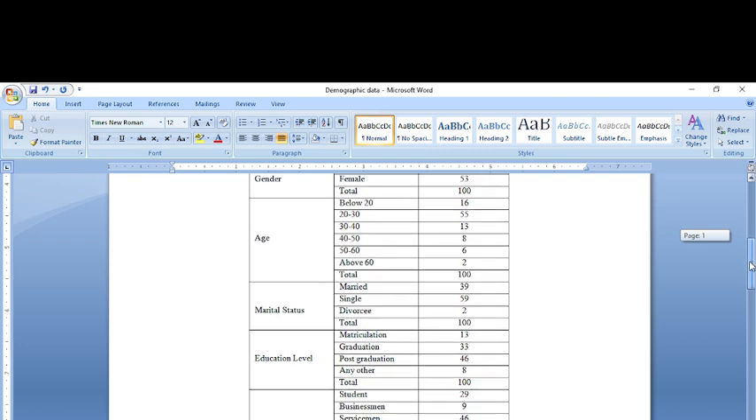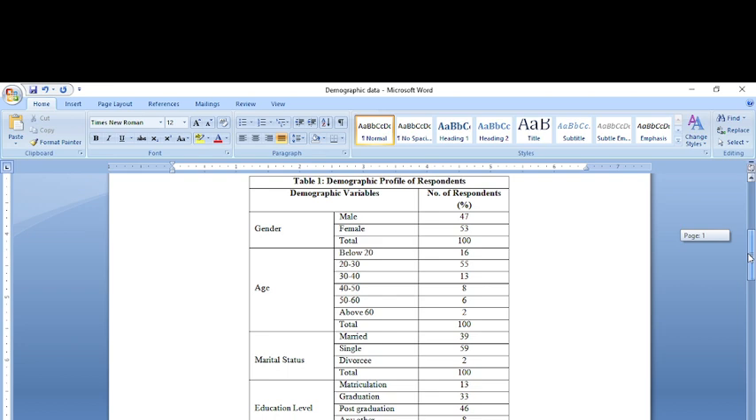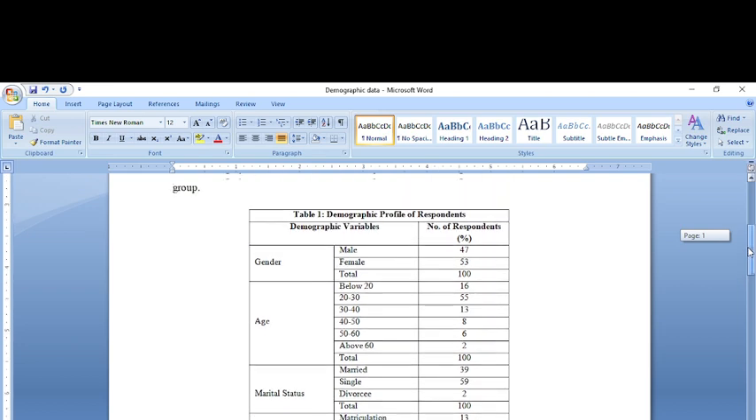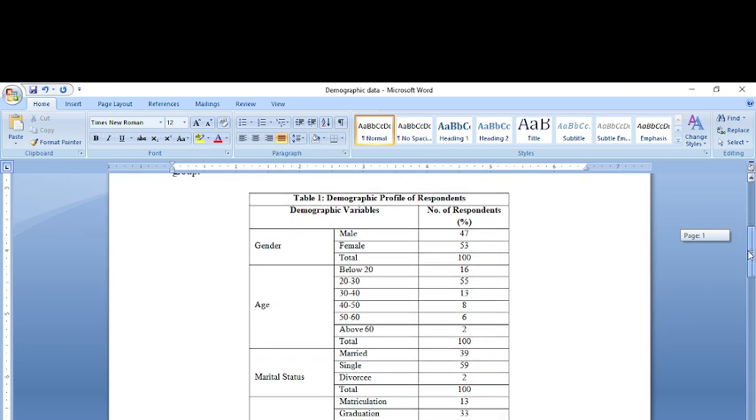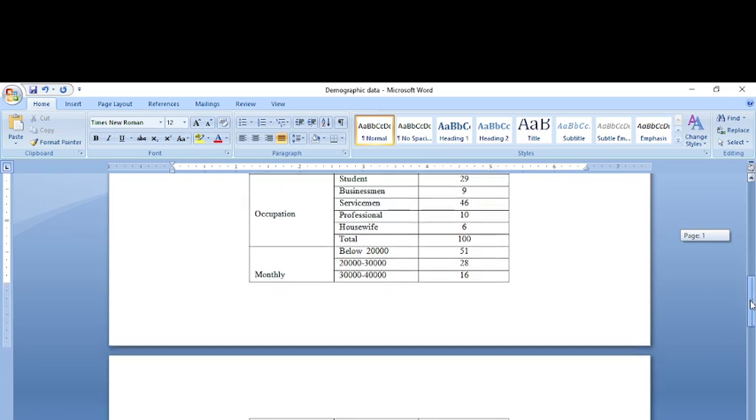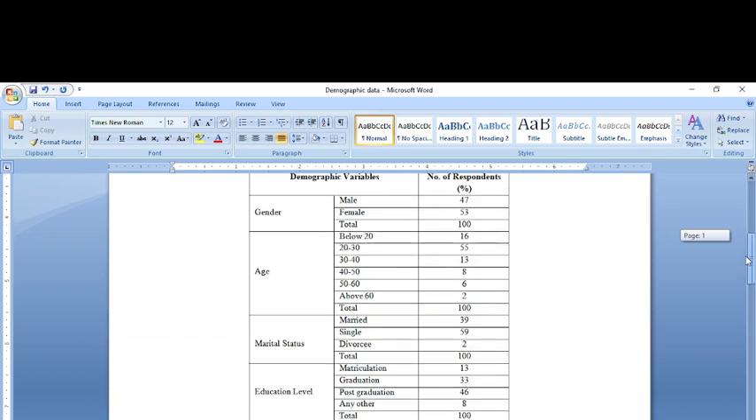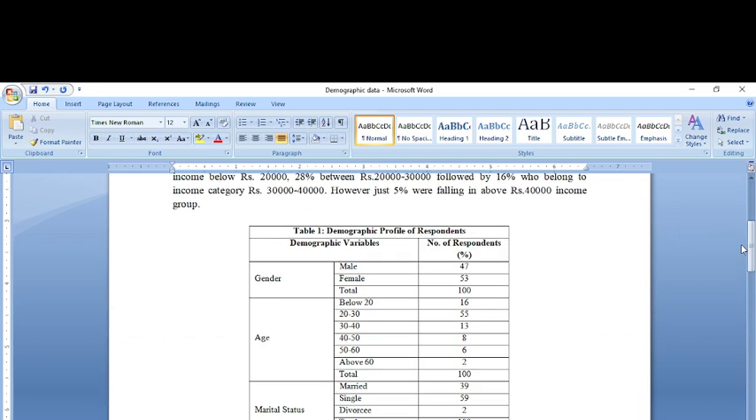So these are the basic parameters or the basic things that need to be included in your demographic profile, that is gender, age, marital status, educational level, occupation and monthly income. And these parameters or demographic variables vary from study to study. If your study requires more demographic variables, you can add on according to the need of the study.